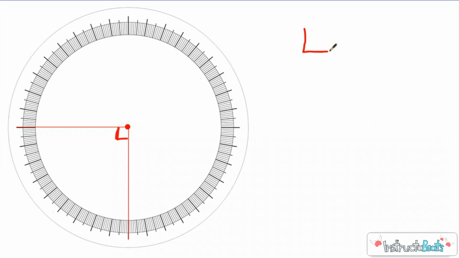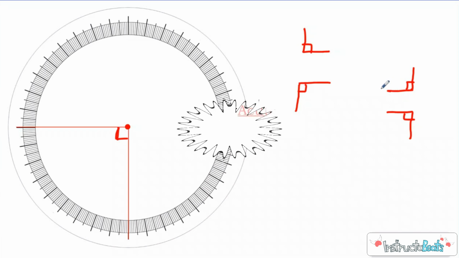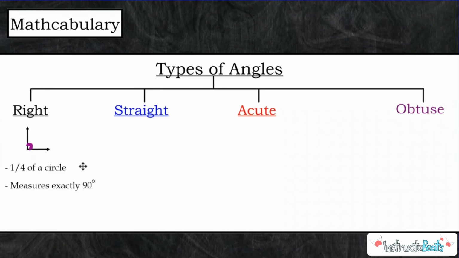So that's a right angle, right? This is also a right angle if it was going that way, right? As long as we're measuring this space right here, your right angle could be back and forth like that, or it could be this way. It doesn't matter as long as you're measuring the space in between, and that is equal to 1/4 of a circle.